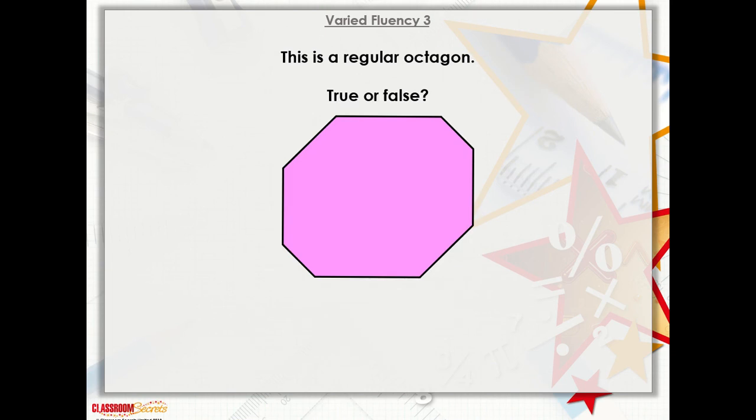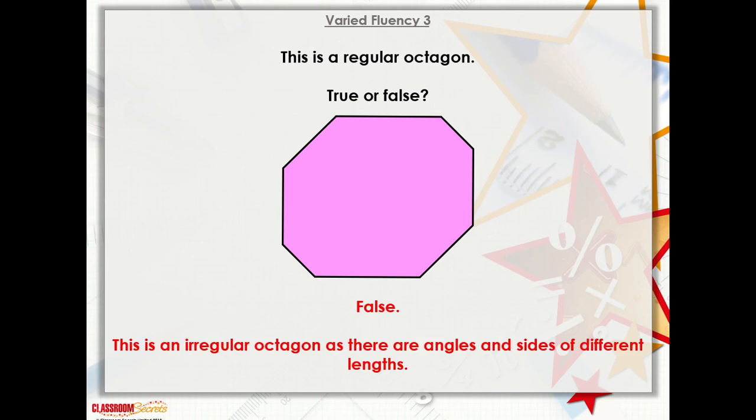Now the statement there says this is a regular octagon. True or false? Well, it's got 8 sides, so that does make it an octagon. It is an octagon. Is it regular though? Well, I'm looking at these sides and I can clearly see that that side is longer than that side. So I know straight away that is an irregular octagon. So the statement is false, right? And it's false because it's an irregular octagon.